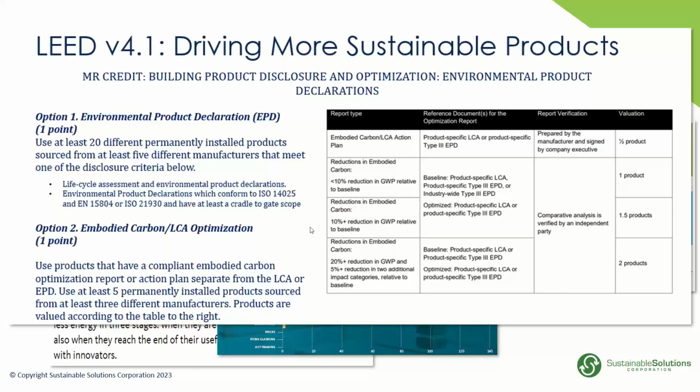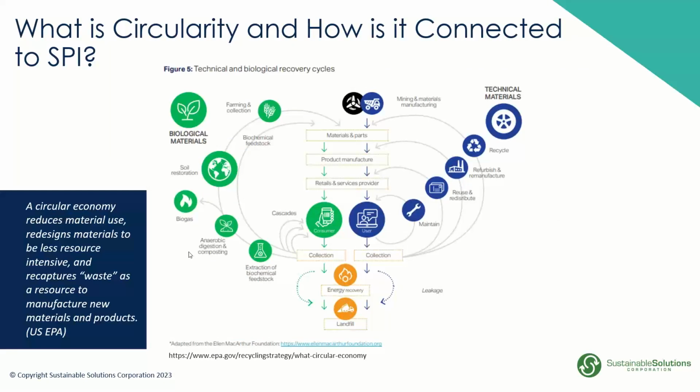And the way it works is you can earn points by selecting at least 5 permanently installed products sourced from 3 manufacturers that have done optimization, and you qualify that based on the level of optimization. So if you've reduced your impact in global warming potential by 20%, and a 5% reduction in at least 2 other impact categories, that will count as 2 products, which means then I don't have to find as many other products to put into my building. The goal of this is to drive more companies to start using life cycle data and thinking about sustainable products.